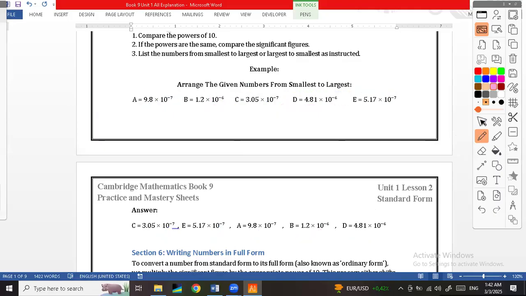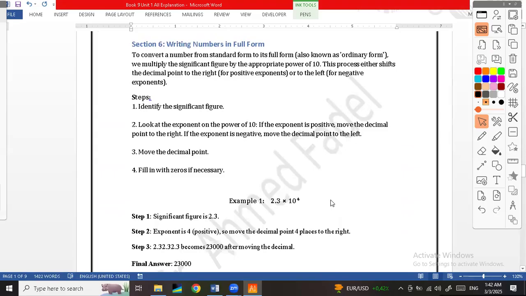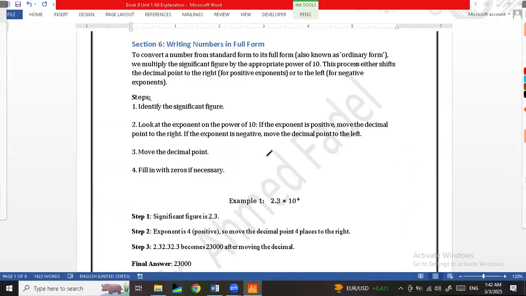Next section, and it is actually the last section, is writing in full form. It is very easy as well. It's just a normal multiplication. If you remember, we took this actually in year 6, how to multiply decimals by powers of 10. Like for example, here I have 2.3 times 10 to the power of 4. What am I supposed to do? Move the decimal point 4 places to the right. Okay, so in multiplication, you move the decimal point to the right.